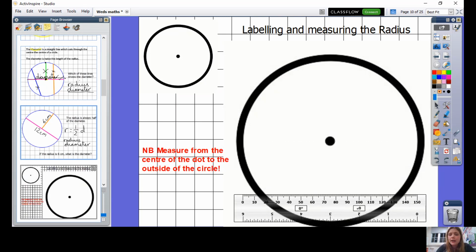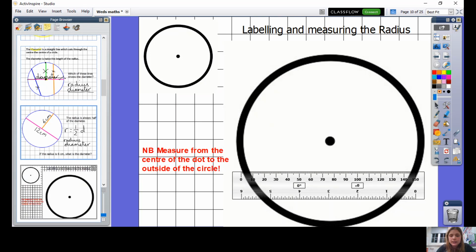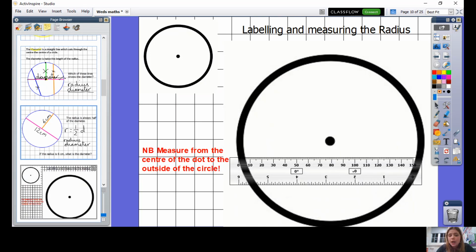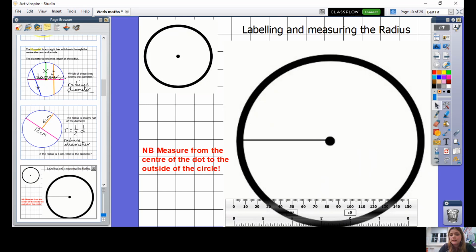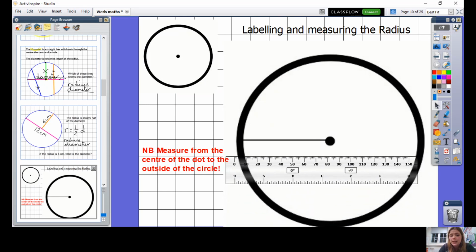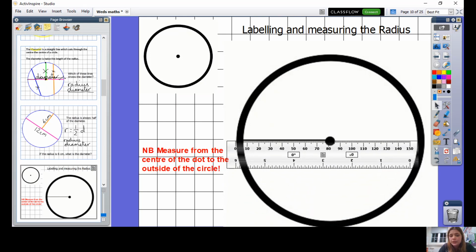When you're asked to label the radius, remember, radius is the short one, going halfway. You put your ruler on the circumference and the center point, and you draw a straight line going from that circumference to the center. I have now labelled the radius. In order to measure the radius, then, you put the ruler on the outside of the straight line and you measure all the way to the center point. The radius in this shape on this ruler is 8 centimeters.